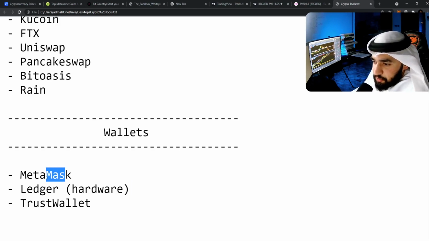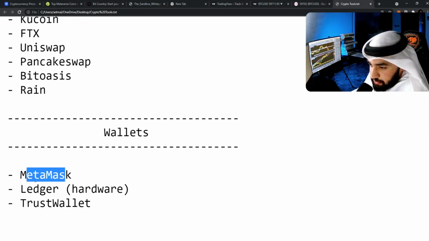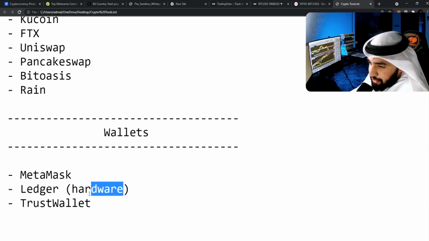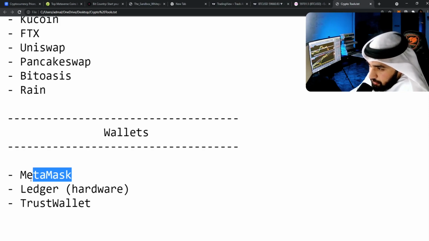You also have MetaMask, which is a Chrome extension, an extension for the browser, which lets you store your NFTs, for example. Here you can't store any NFTs, but here you can store NFTs, you can store ETH. It's optimized for Ethereum, but you can use it on Binance Smart Chain.